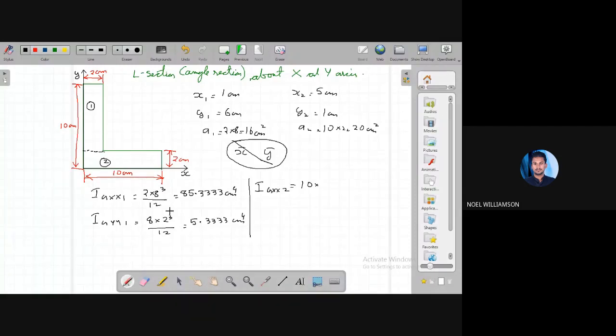ഓക്കെ സർ. ഓക്കെ, Now IgXX2, that is 10 into 2 cube by 12. Similarly, IgYY2 is 2 into 10 cube by 12. And the values: IgXX2 is 6.6666 and IgYY2 is 166.6666 അങ്ങനെ ആവും.